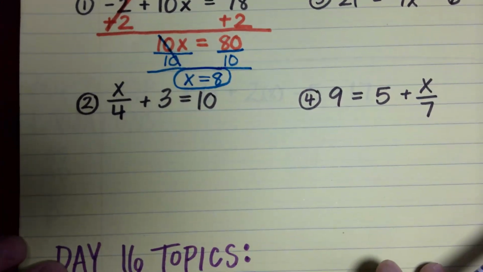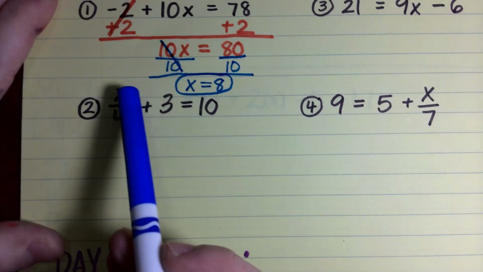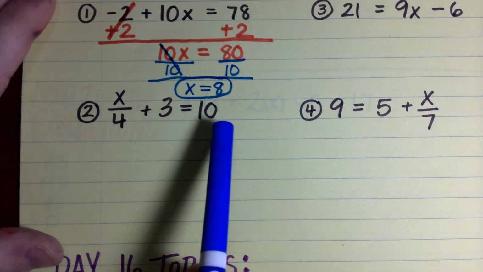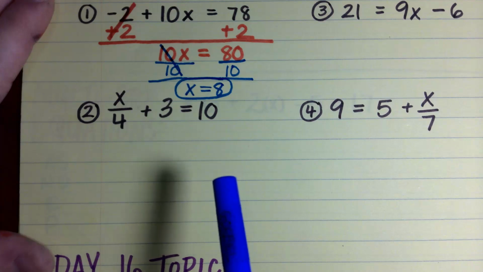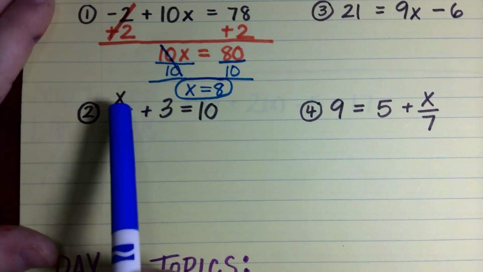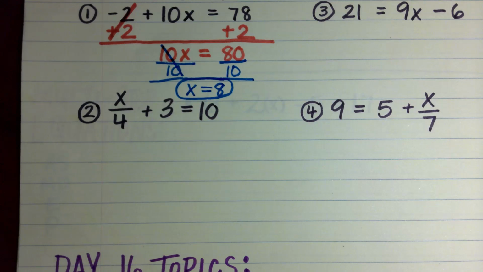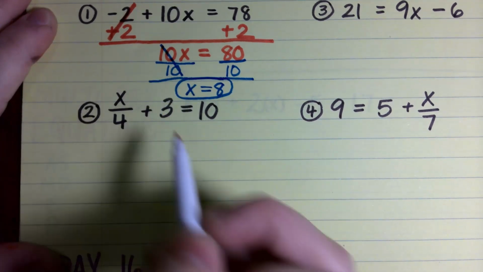Okay, let's look at number 2 now. We have a different equation here. We have x divided by 4 plus 3 equals 10. So we've got 2 operations here, meaning that we're going to have 2 steps. I see division, and I see addition. What should I do first? Yeah, we want to get rid of that plus 3 first because we're using the backwards order of operations. So what am I going to do to get rid of that plus 3?